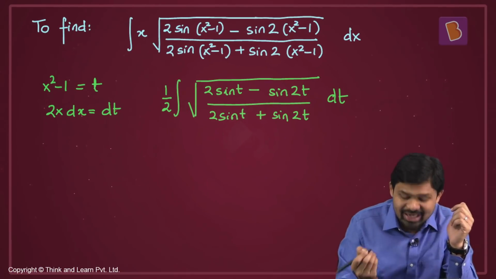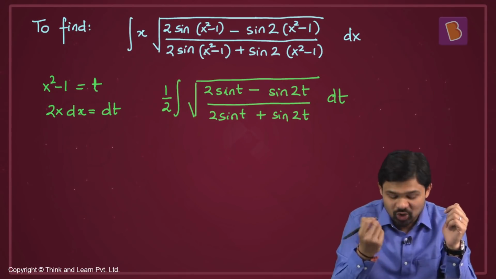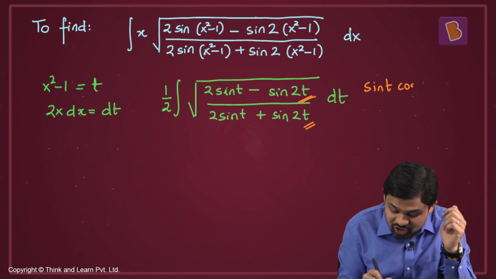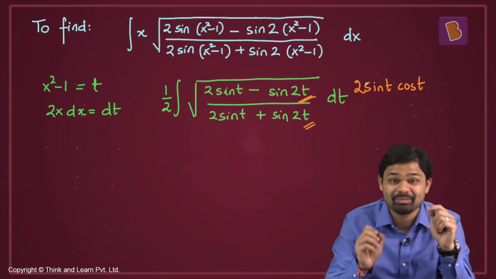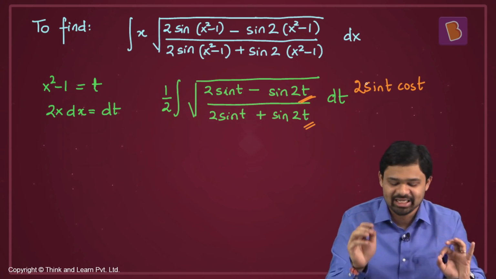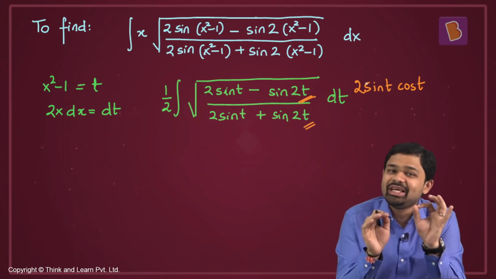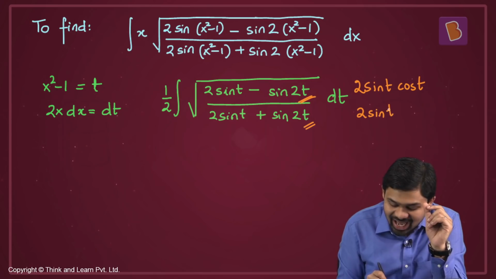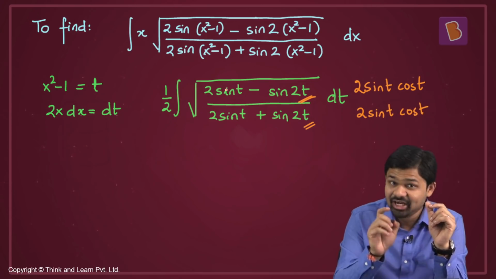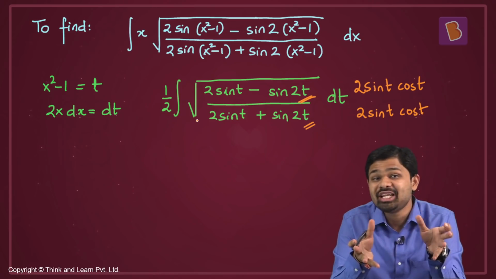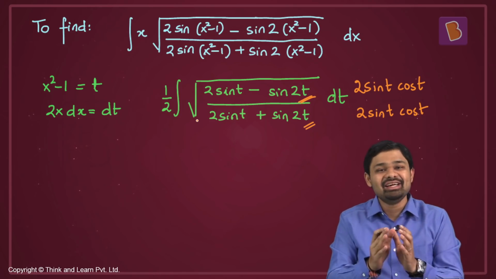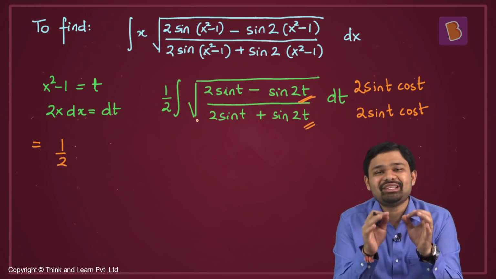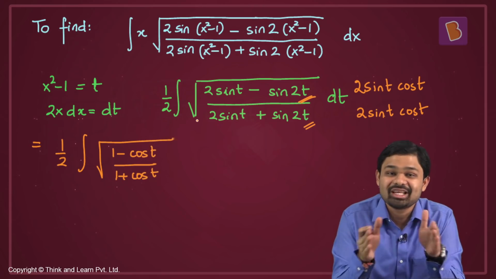Now, can I not write sine 2t as sine t into cos t? Of course I can do that, right? So I'm going to write sine 2t as sine t cos t. No, there is a 2 that has to be multiplied to it, because sine 2t is 2 sine t cos t. So I'm going to write sine 2t as 2 sine t cos t. Now if you see, each of my terms will have a sine t term here, and a 2 as well. So I can cancel out all the 2's and the sine t's, and what is under the root now very simply becomes 1 minus cos t divided by 1 plus cos t.